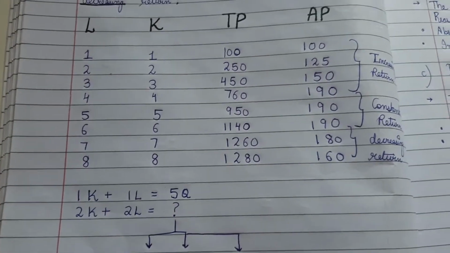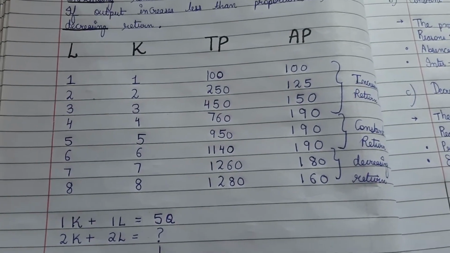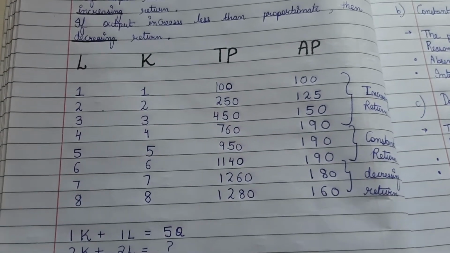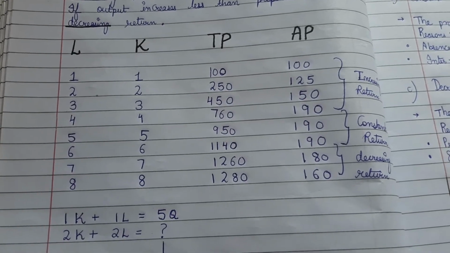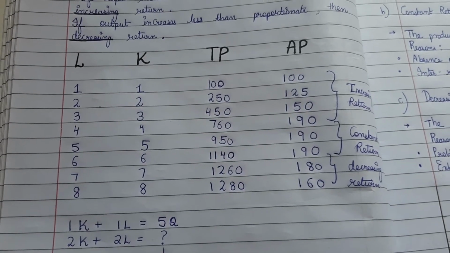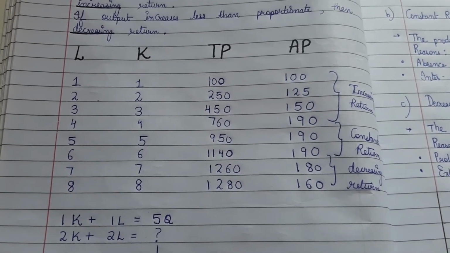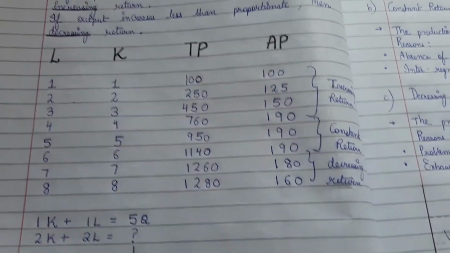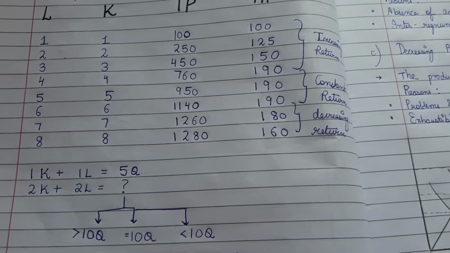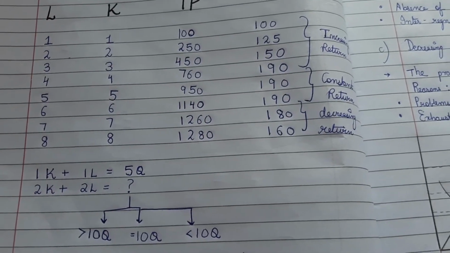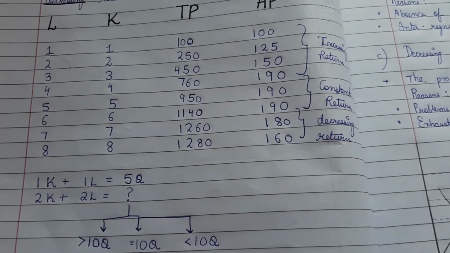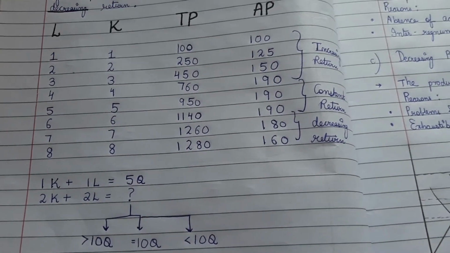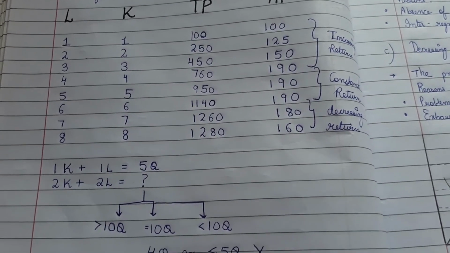Let us take an example. If I have one unit of capital and 1 unit of labor producing 5 units of output, then how much will 2 units of capital and 2 units of labor produce? It might be 10, it might be greater than 10, or it might be less than 10. That's what I've been talking about in increasing return, constant return, decreasing return. These are the 3 phases of law of return to scale.